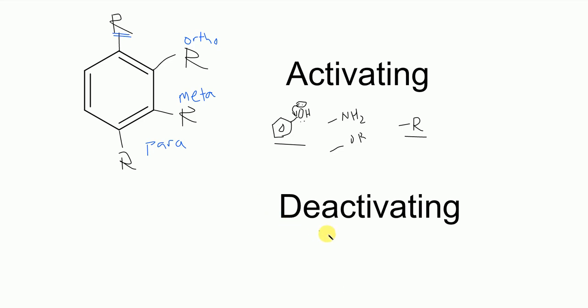And now for deactivating groups, they're the opposite, right? Activating groups have lone pairs that can go inwards, or inductive ability to go inwards to the ring. And deactivating, as you might guess, is going outwards. I'm bringing the electron density out of the ring.